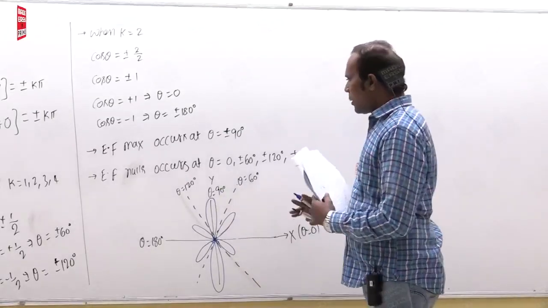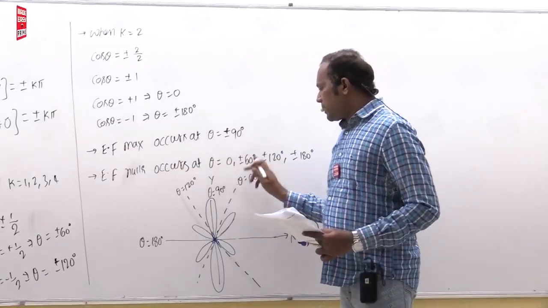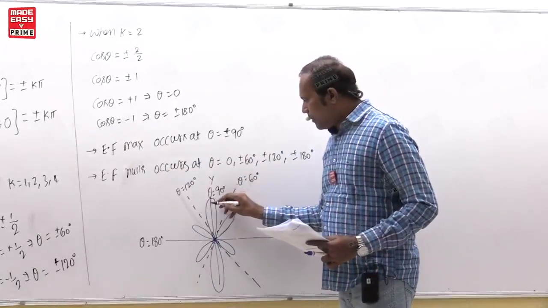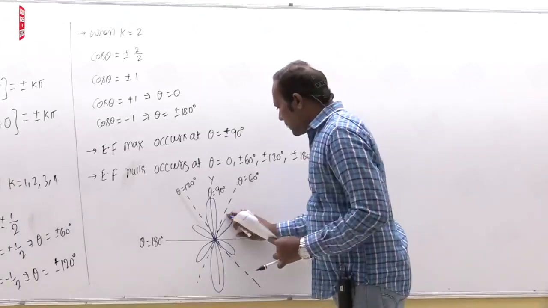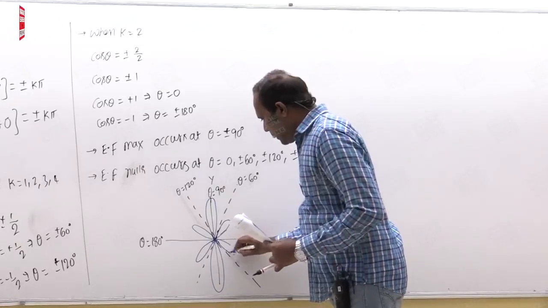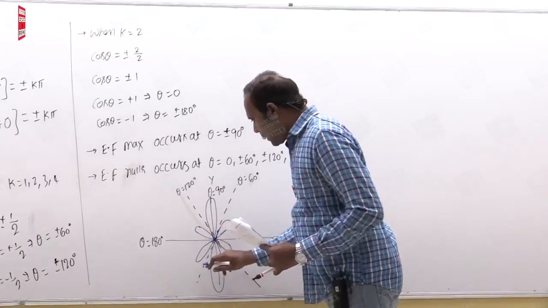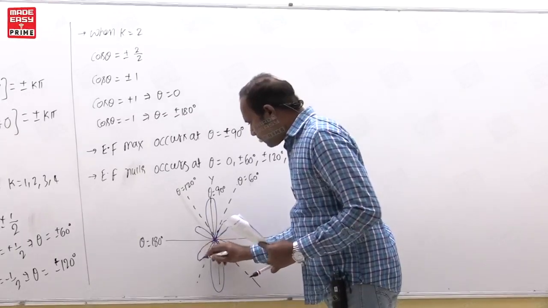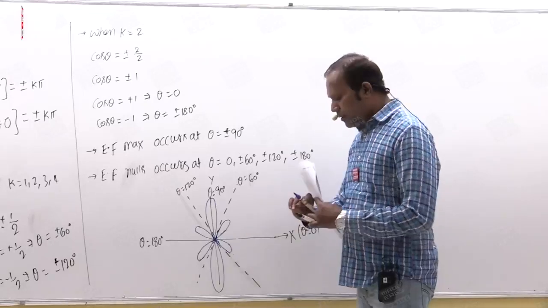Now it is concluded, you see. E maximum occurs at theta plus or minus 90. This is 90 degrees, electric field maximum. Here also maximum is there. I will decrease the size of them so that you get the feeling. Here you see minor lobes are there, minor lobes. How did I come to know that minor lobes are there?